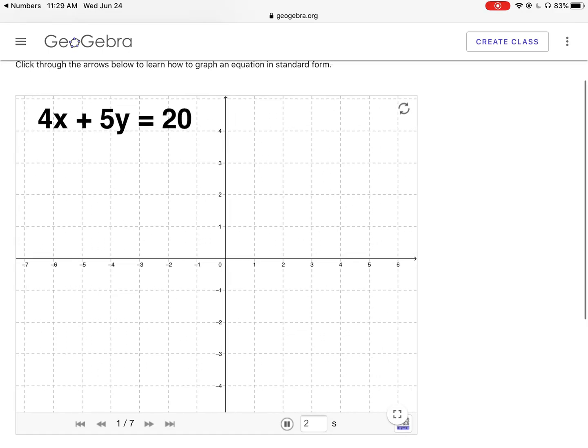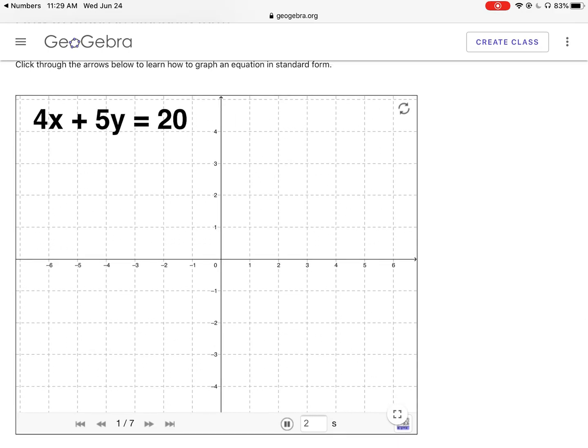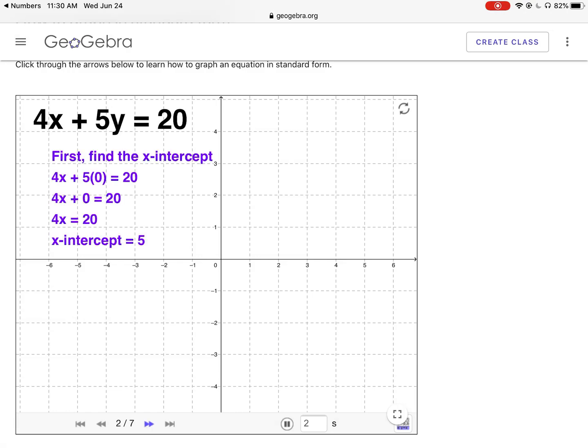All right, and I think we can all agree that that equation is in standard form, right? 4x plus 5y equals 20. And basically, rather than converting this to slope-intercept form in order to graph, what I'm going to do is find the x and y intercepts of the line using this equation. Really easy to do when you are in standard form, okay? So I'll find the x-intercept first by plugging 0 in for y. That's the definition of an x-intercept, is that y equals 0.